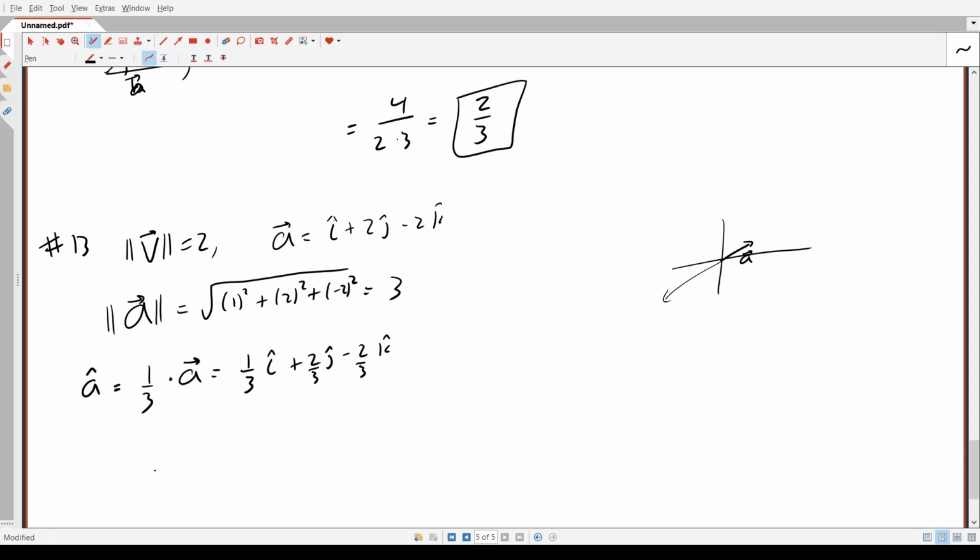The hat means unit vector, and it's pointing in the same direction as a, right? So it's this little thing right here. Now, if we multiply this by minus 2, it's going to be still pointing along the same line, just in the opposite direction, and it's going to have a length of 2. So v, the vector we're looking for, is just minus 2 times a hat, right? Remember, this is the hat, the unit vector. So that's going to be minus 2/3 i hat minus 4/3 j hat plus 4/3 k hat.